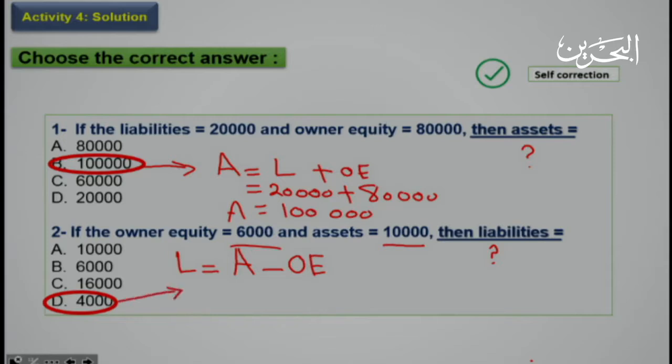How can I get this figure? I have the assets of 10,000. I will subtract the owner equity from it, which is 6,000. So I will get liability of 4,000.